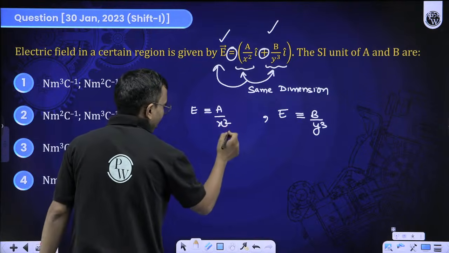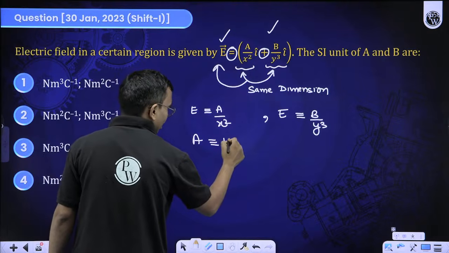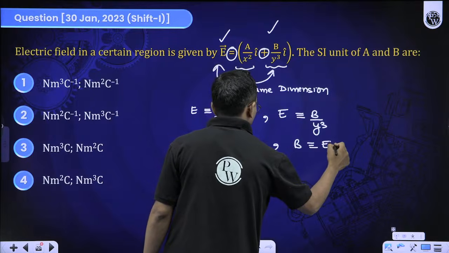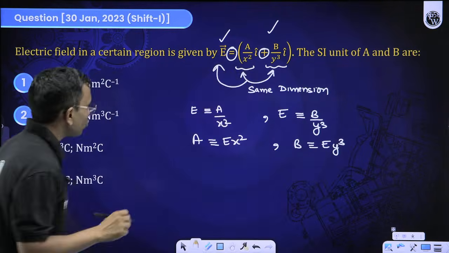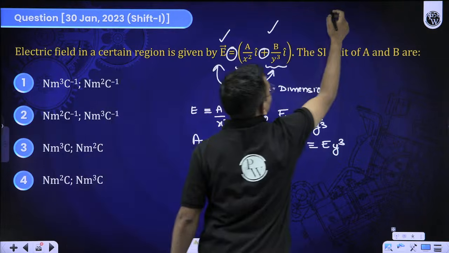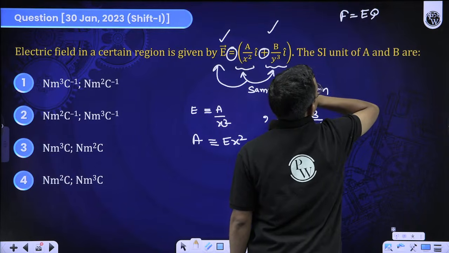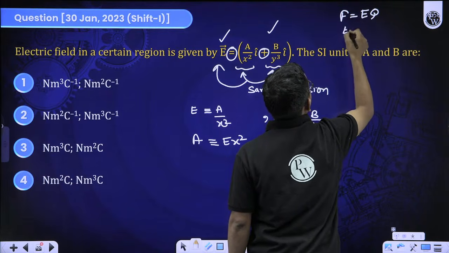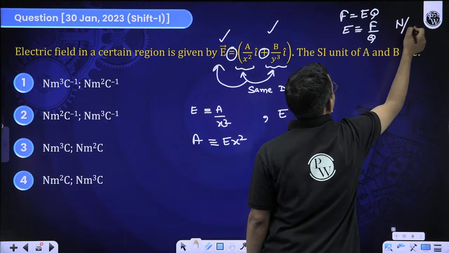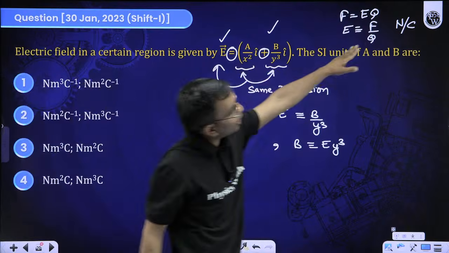Can I write what is the relation for A? A will be E into X square. Similarly, B will be E into Y cube. So I need just the unit of A and B. What is the unit of electric field? We know the formula: force is equal to electric field into charge. So electric field is force by charge. Force unit is Newton, charge unit is Coulomb.